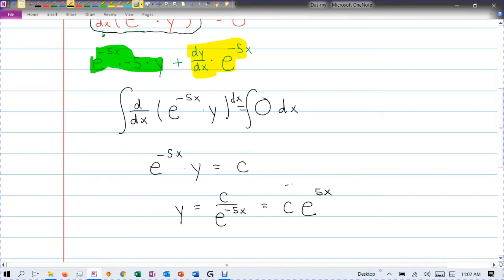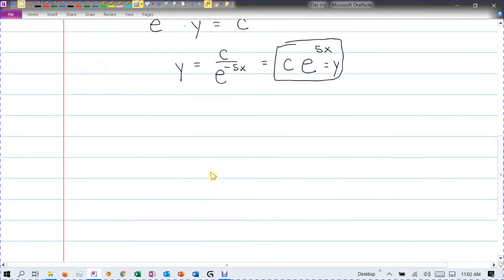So that's what y is equal to. That is our general solution here. y equals that. Okay, so that's generally how we're going to go about these. Let's take a look at another example.